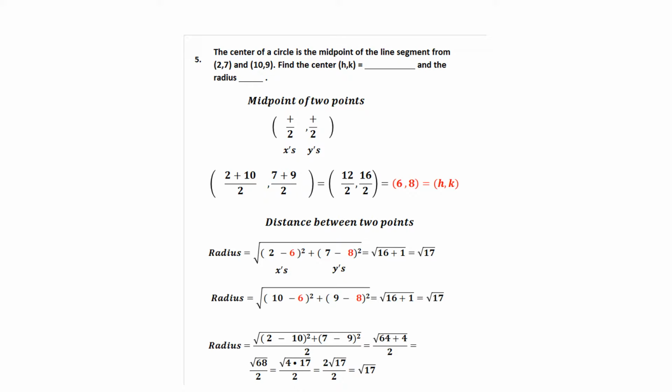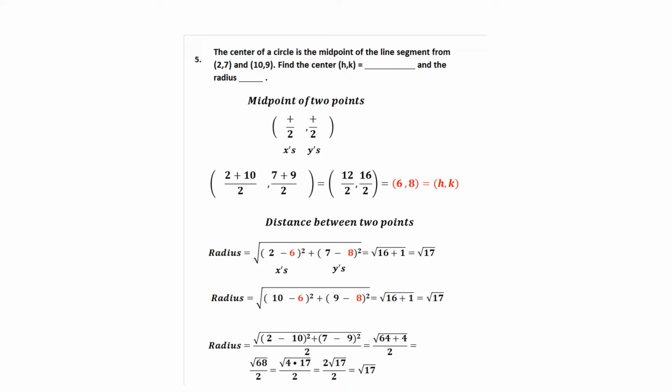Now the distance between 2 points, that's going to be the radius between the center and either (2, 7) or (10, 9). So when we do the points (6, 8) and (2, 7), it doesn't matter which one comes first.